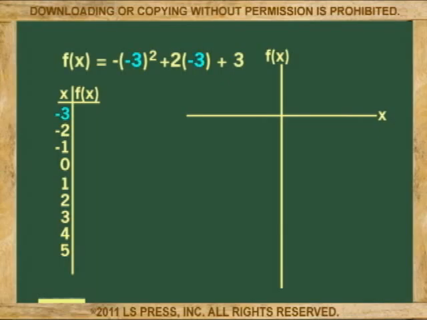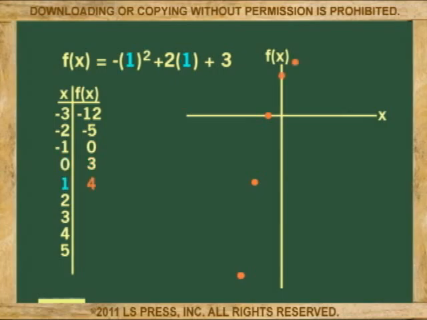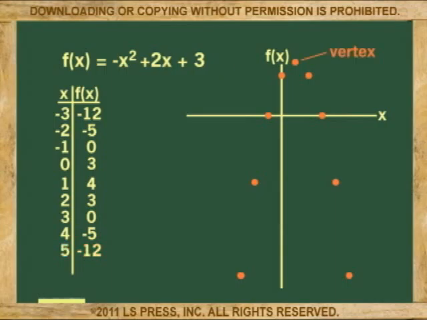Now let's go back and complete the table. When x is negative 3, the function is negative 12. At negative 2 is negative 5. At negative 1 is 0. At 0 is 3. At 1 is 4. At 2 is 3. At 3 is 0. At 4 is negative 5. And at 5 is negative 12. And so on.